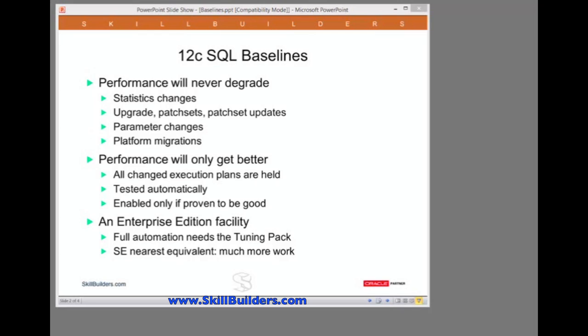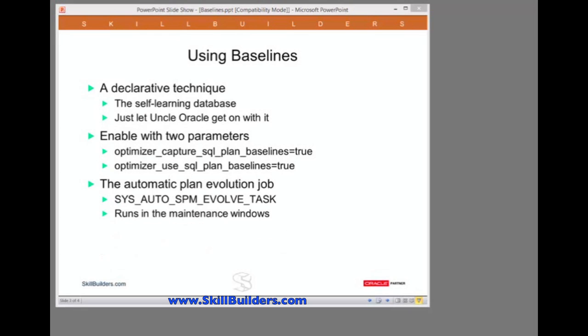The bad news is that you need Enterprise Edition licenses for this. We can do something similar for you with Standard Edition, but that is a bit more work. But the good news is that this is completely automatic. What I love about baselines is that it is a declarative technique. Just let Oracle get on with it. All the DBA needs to do is set two parameters and then make sure that the auto task system is enabled.